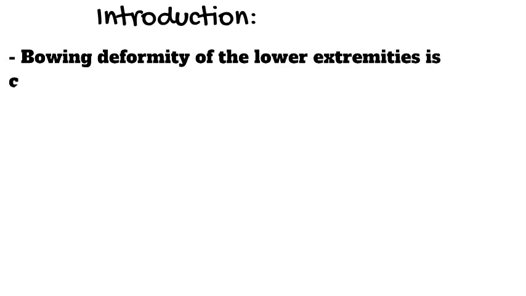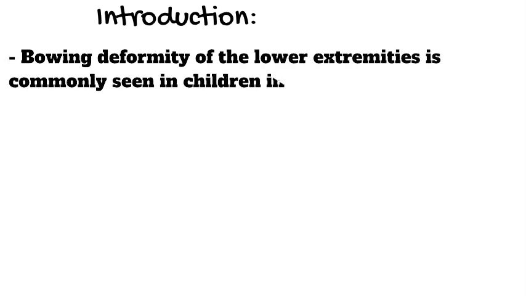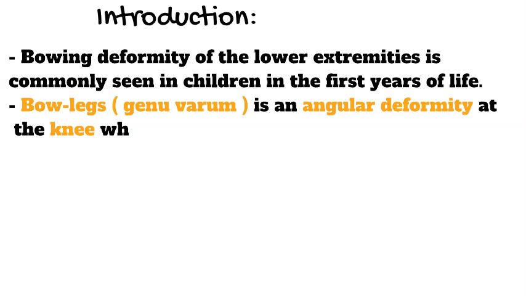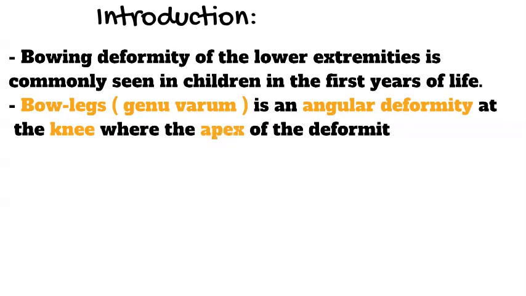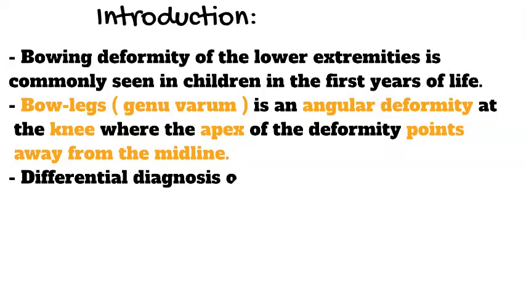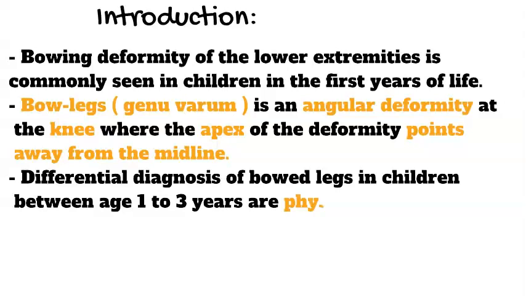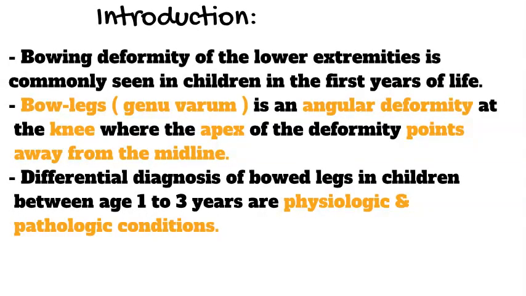As an introduction, bowing deformity of the lower limbs is commonly seen in children in the first years of life. Bow legs, genu varum, is an angular deformity at the knee where the apex of the deformity points away from the midline. Differential diagnosis of bow legs in children between age 1 to 3 years are physiologic and pathologic conditions.